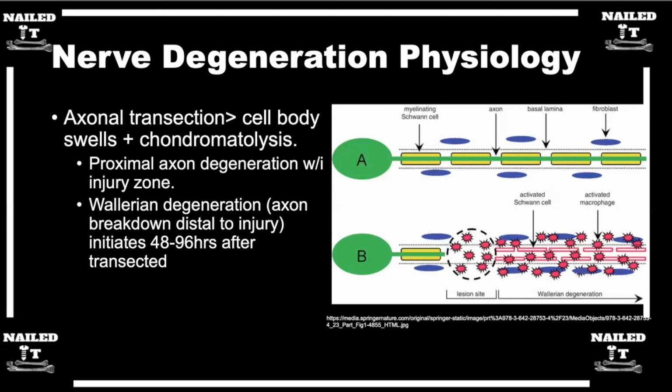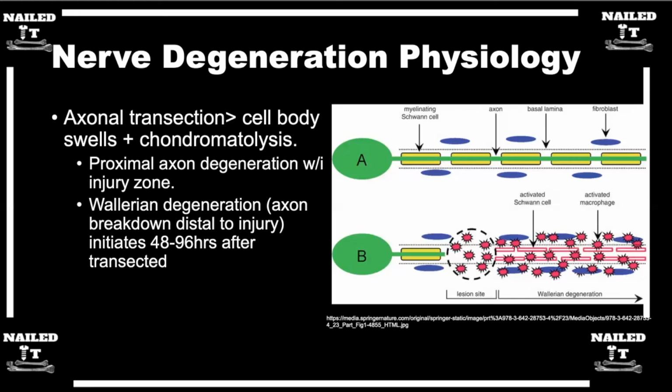This was described when Waller was experimenting on the hypoglossal nerve of frogs. So the big buzzword for those of you taking exams is that Wallerian degeneration starts to occur pretty early. All of these processes are trying to get the nerve ready to regenerate from the proximal stump to the distal stump, assuming that the two nerve ends are somewhat in the same neighborhood.